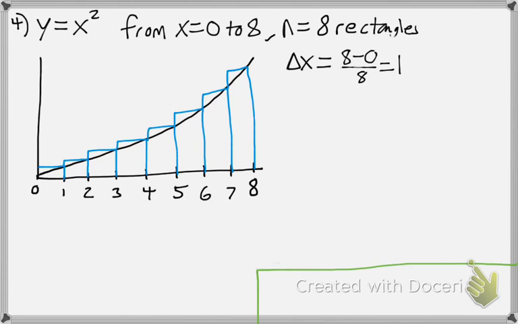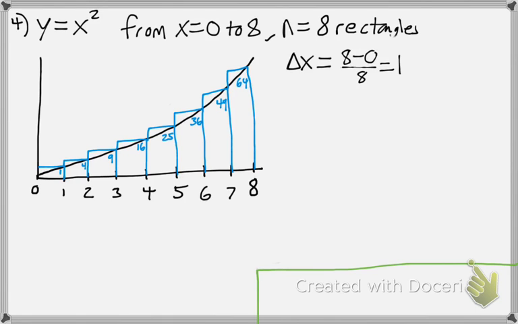And just like before, we do want to know the height of each of these rectangles. We can get that by plugging in the values into the function. If you plug in 1, then you get 1. If you plug in 2, 2 squared is 4. If you plug in 3, 3 squared is 9. 4 squared is 16, 25, 36, 49, and 64.